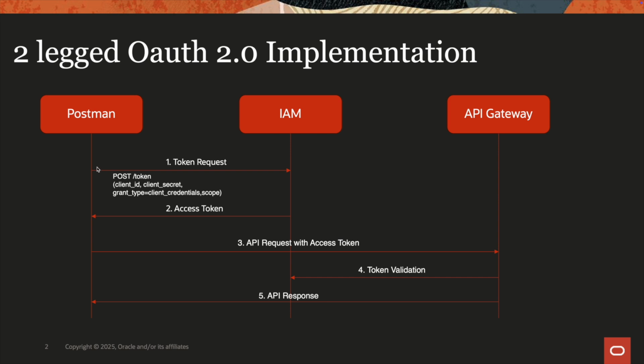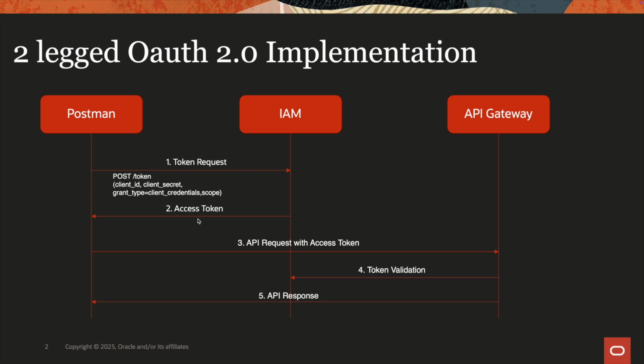So the first step is Postman will request the token from the IAM, and we will pass information like client ID and client secret. We will use the grant type of client credential, and also we will pass the scope. Once that request is successful, we'll get back the access token.